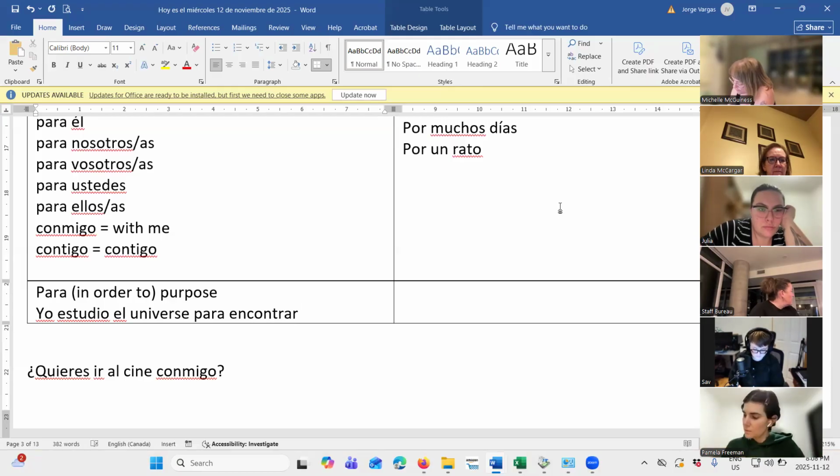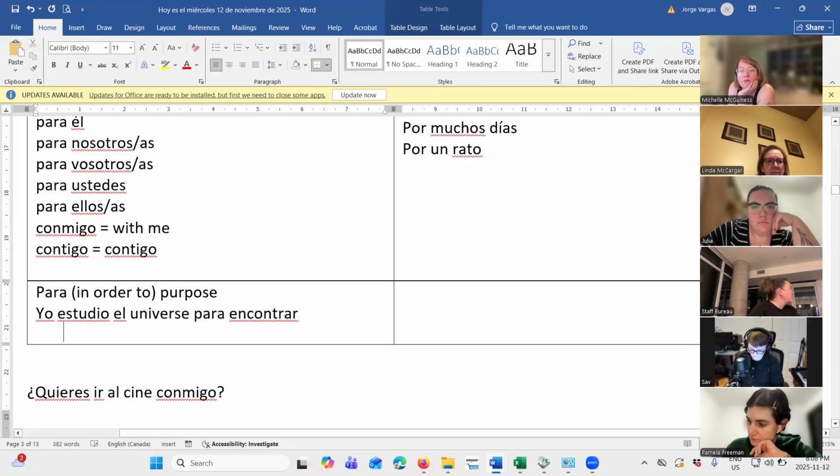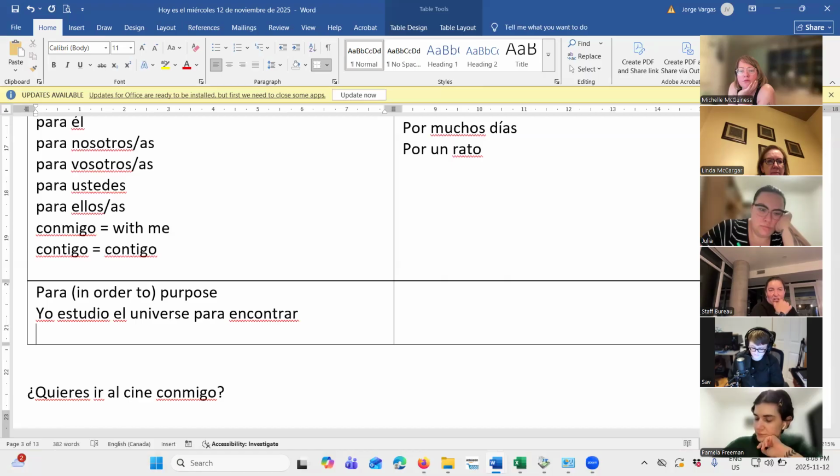But you see that in this case, encontrar is already saying to find. Okay, and this is something that sometimes students would be a little bit confused about. Encontrar is to find. So I study the universe to find. This para has the meaning of in order to, and in this case, you're talking about a purpose. So why are you studying the universe? I'm studying the universe in order to find other planets, in order to find, etc., etc. Okay?